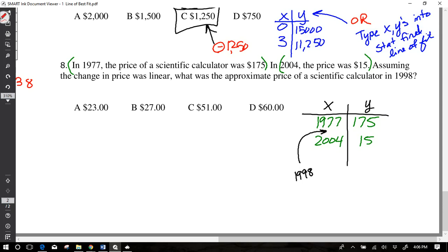So what I would do is for year, the starting year, that is always year 0. Now for the 2004, I would do 2004 minus 1977. And then the answer to that is 27. So in my calculator, I would type 0 and 27 in the X or L1 column.